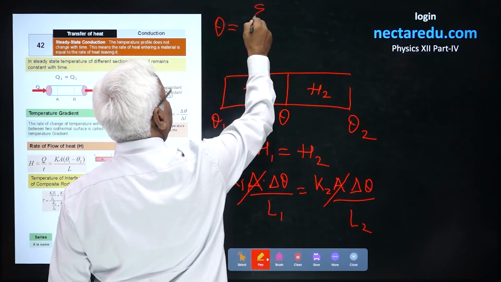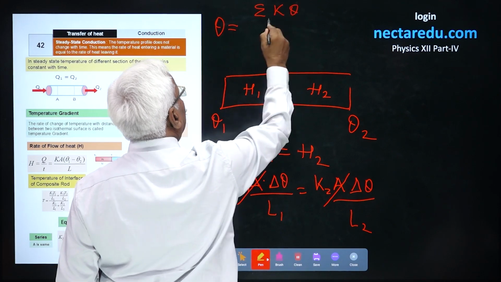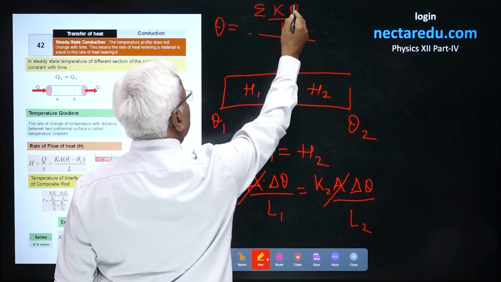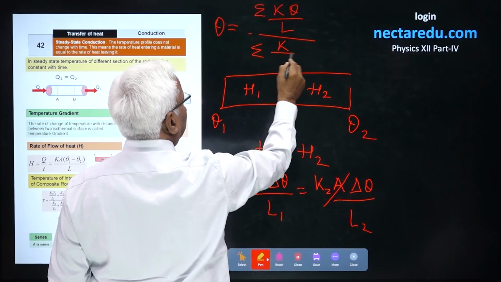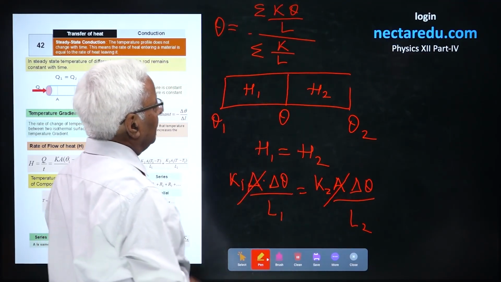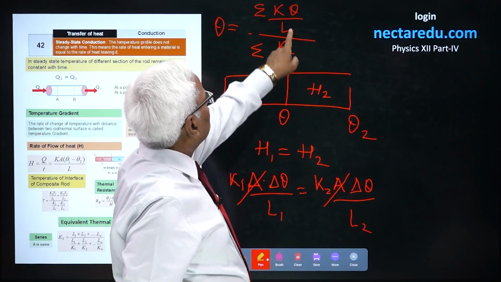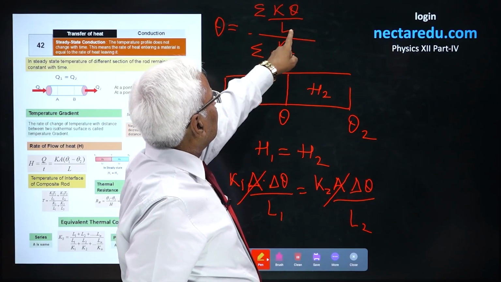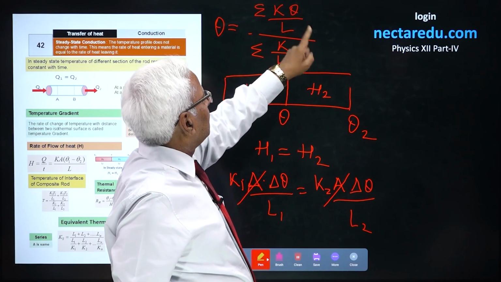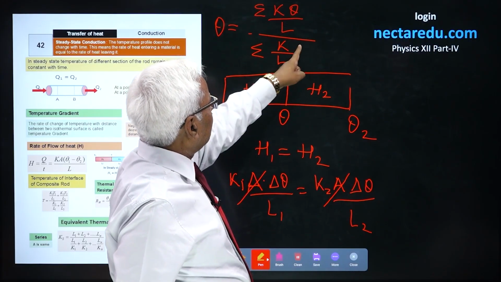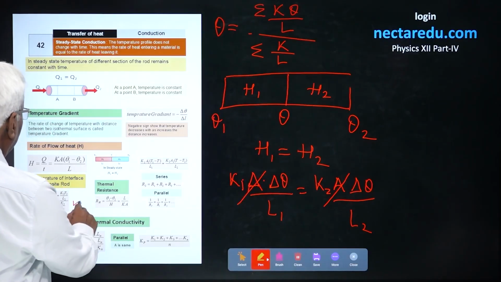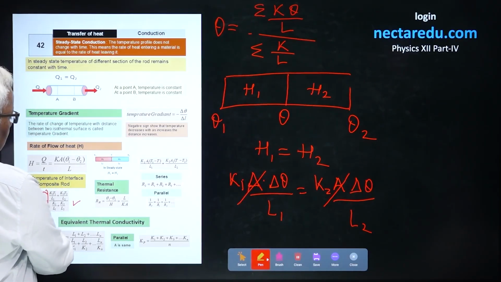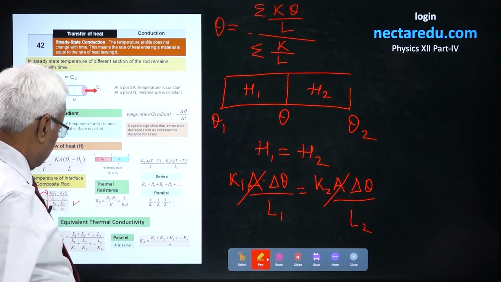This could be written as sigma K theta upon L, upon sigma K upon L. Now, if there are two, you could say K1 theta 1 upon L1, K2 theta 2 upon L2. Similarly, here K1 upon L1, K2 upon L2. By elaborating, you will get this form, and it is the temperature of interface.